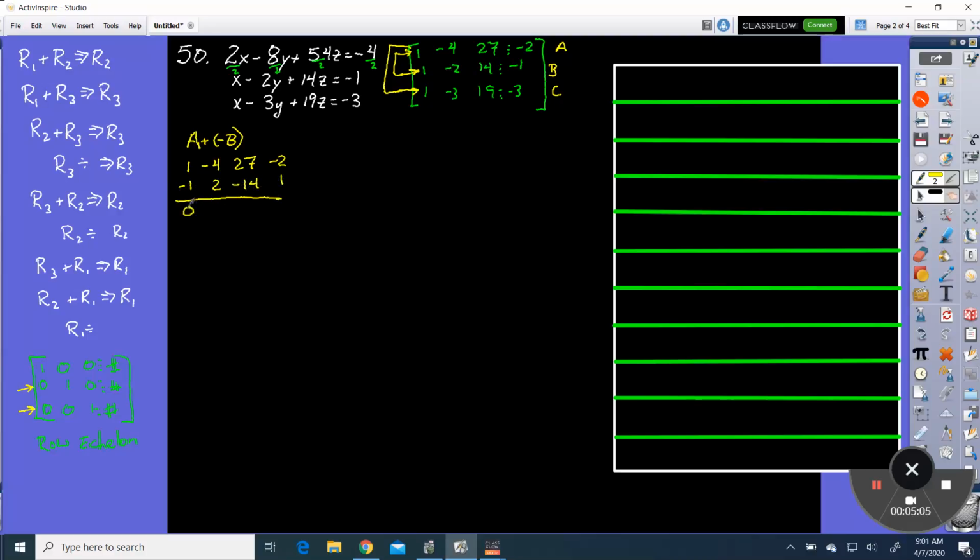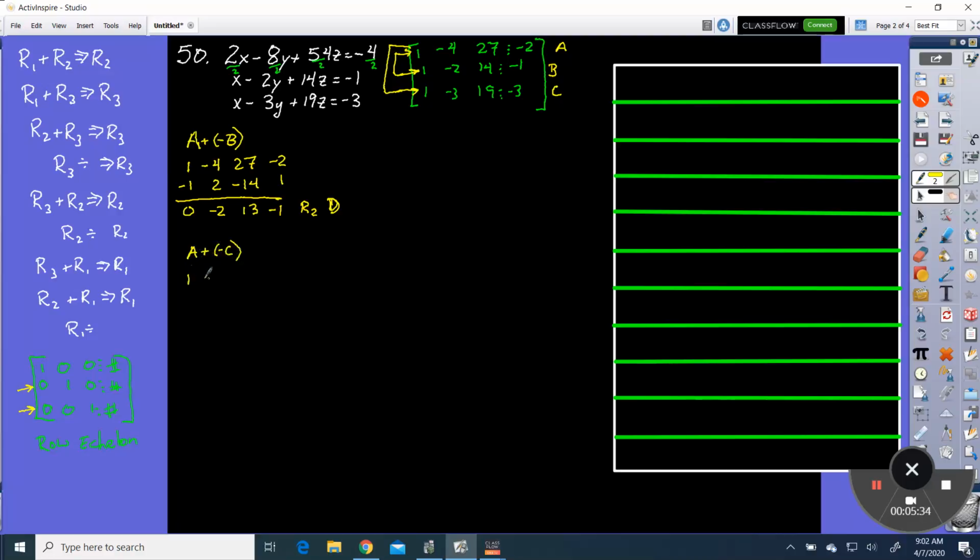So that becomes a 0, that becomes negative 2. 27 minus 14 is 13, negative 2 plus 1 is negative 1. So this is going to be my new row 2, okay, because that's what I replaced, and I'll call this D. Okay, that's a D. Now I'm going to go A plus and negative C.